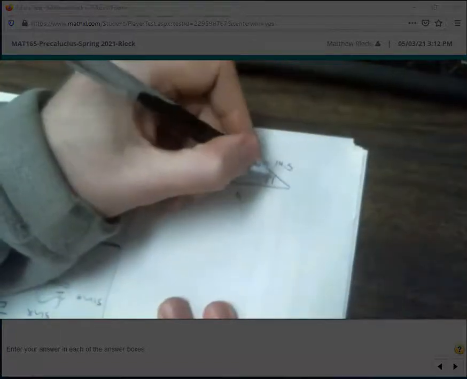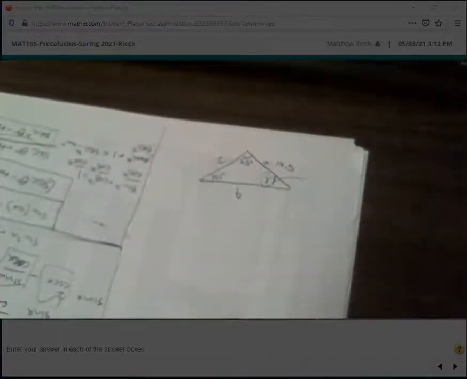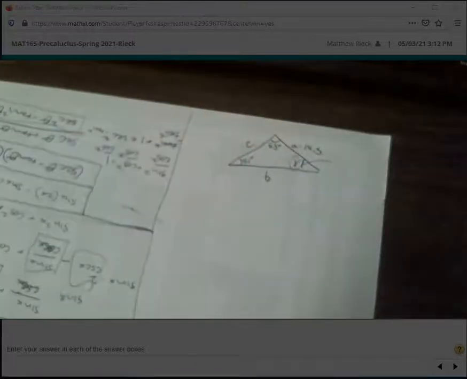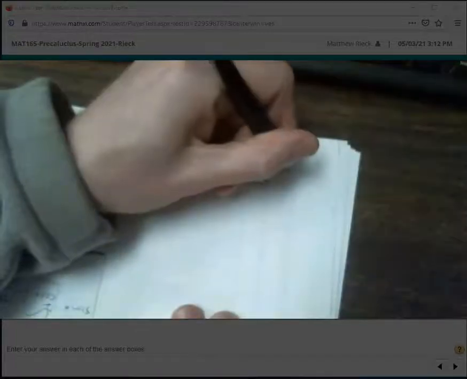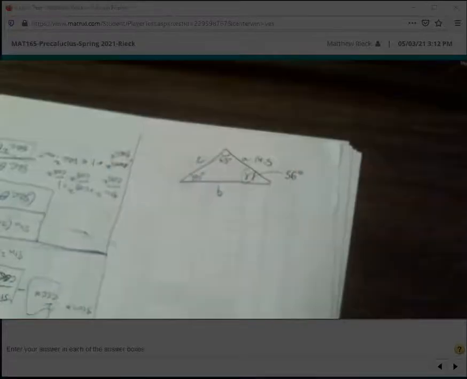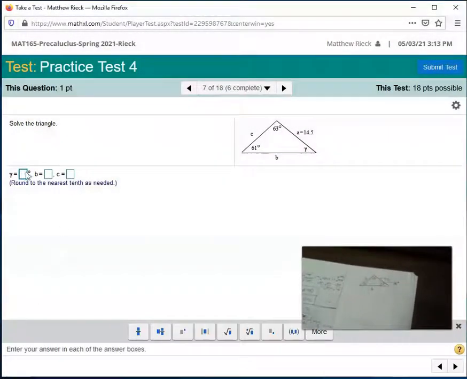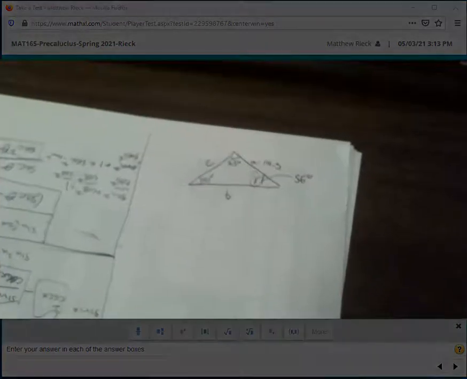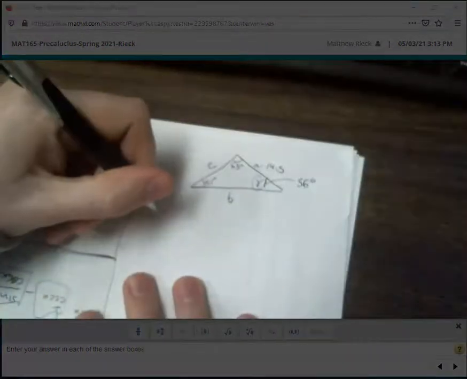So our first step here is we can find our gamma using the sum of the angles in the interior of a triangle. So in this case, we want our calculator set to degrees. All right, so we can take 180 minus my other two angles, and that will give me my third angle. So you have 180 minus 61 minus 63. So you have 56 degrees for gamma. All right, and then we can use the law of sines to find my two sides.